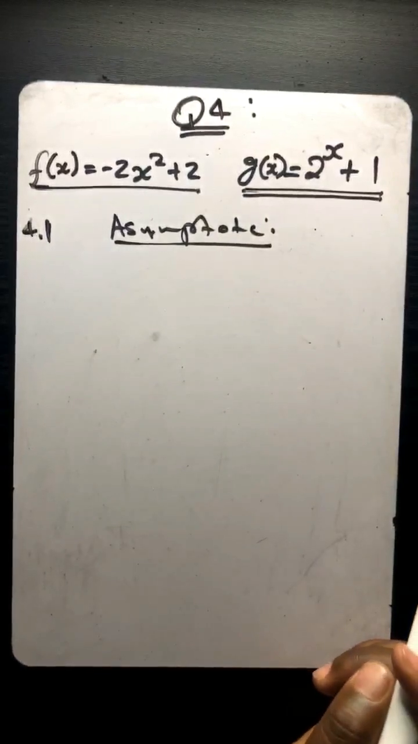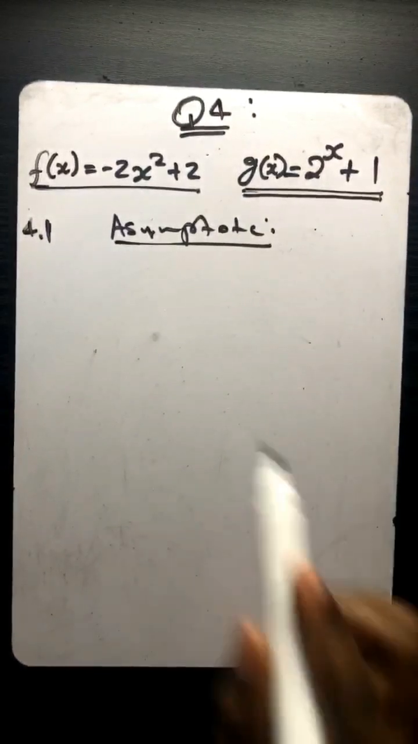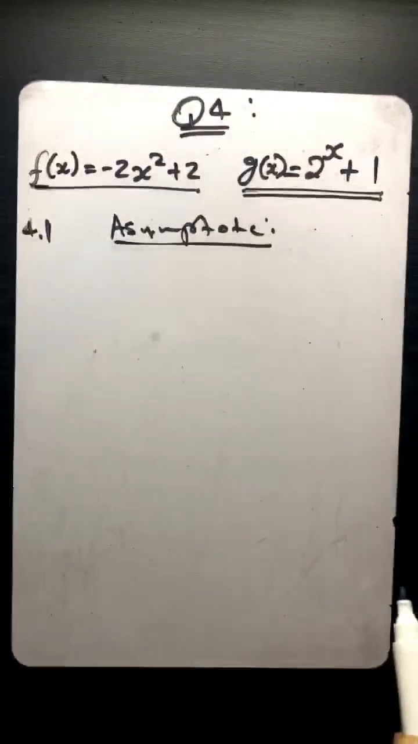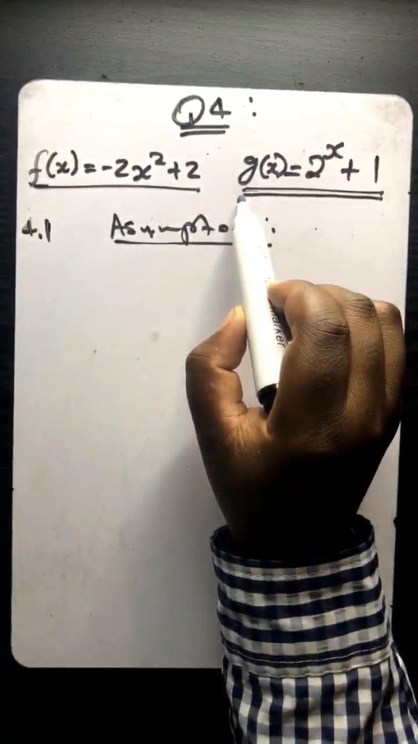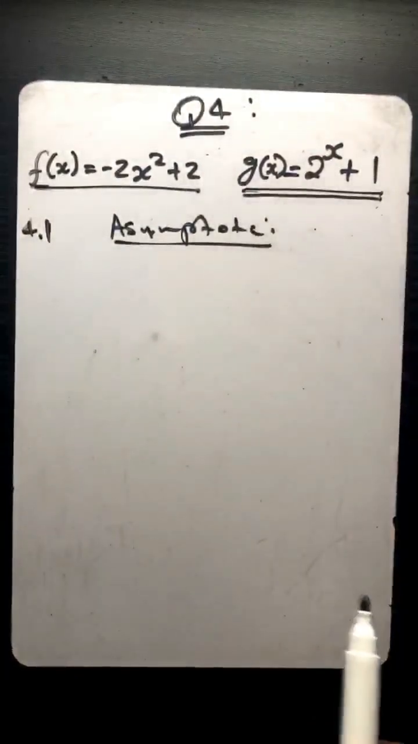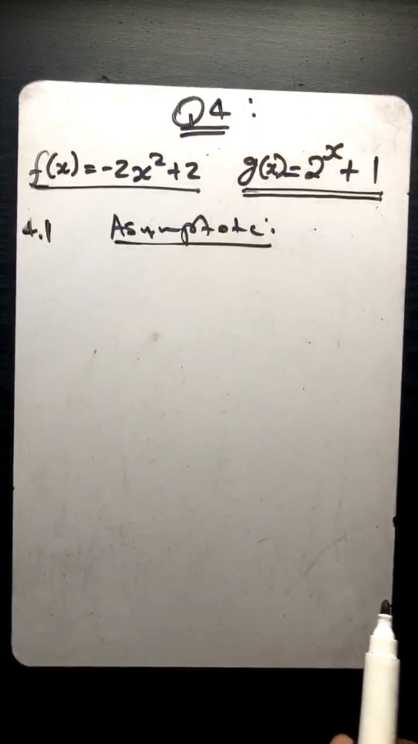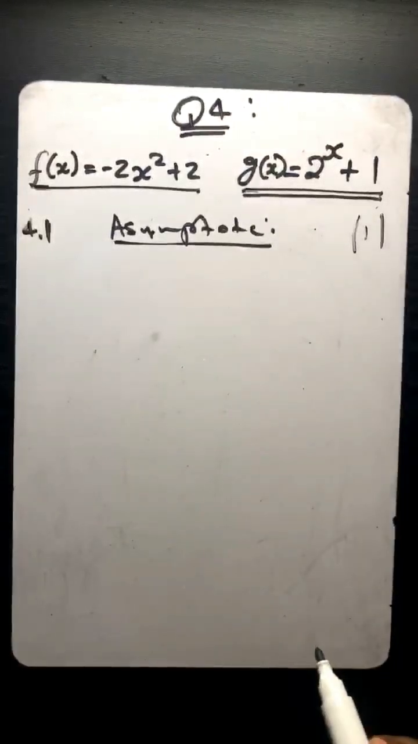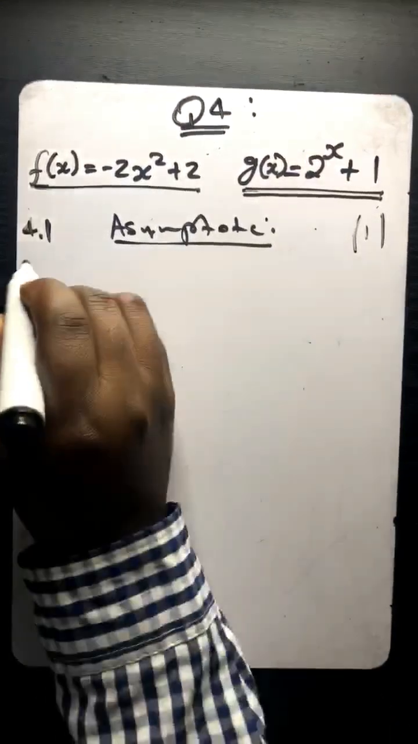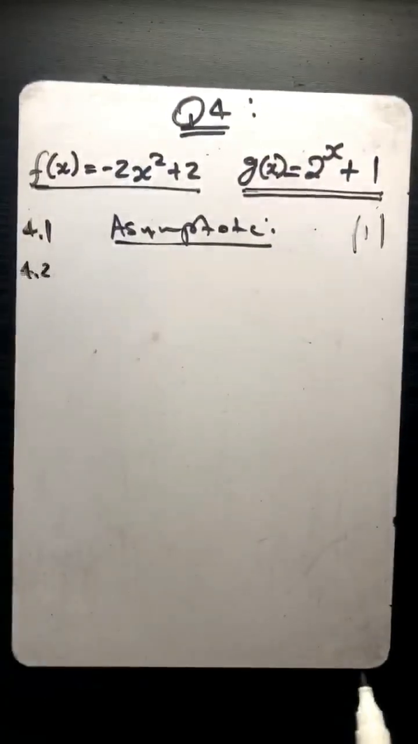So what I'm saying is, the word asymptote, you are not hearing it for the first time, but you might not know what that is as far as an exponential type of function is concerned. And most importantly, it is allocated 1 mark. So I will discuss that when we solve this problem.